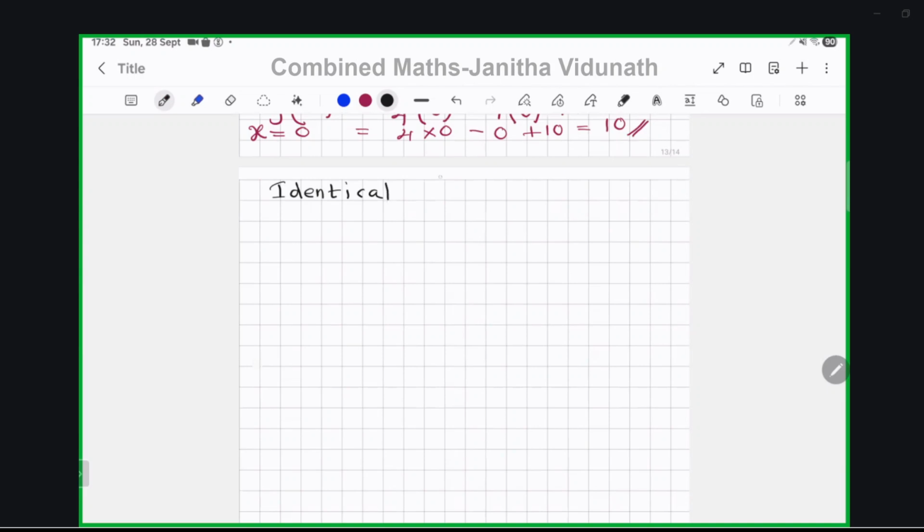Identical polynomials. Write down the next topic: identical polynomials.